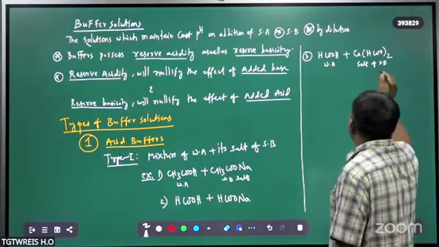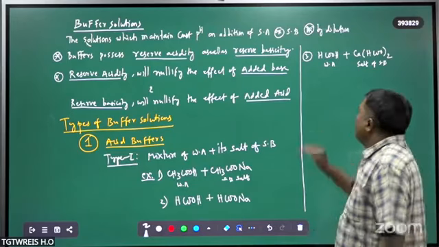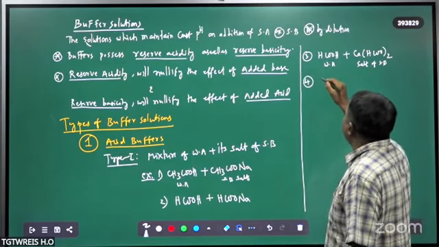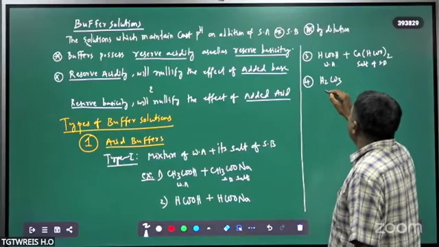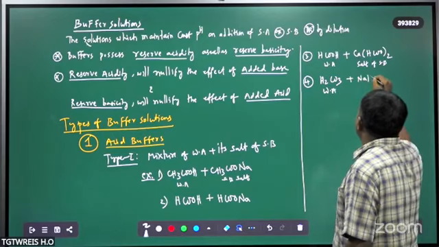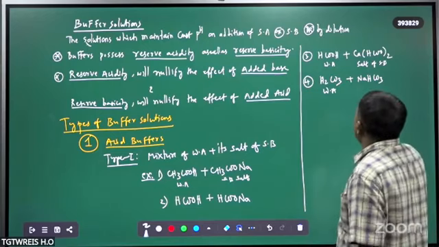So a weak acid and its salt of a strong base also act as a buffer. And the fourth type is H2CO3, carbonic acid, which is also a weak acid, and its salt, NaHCO3. NaHCO3 is also a salt of a strong base.